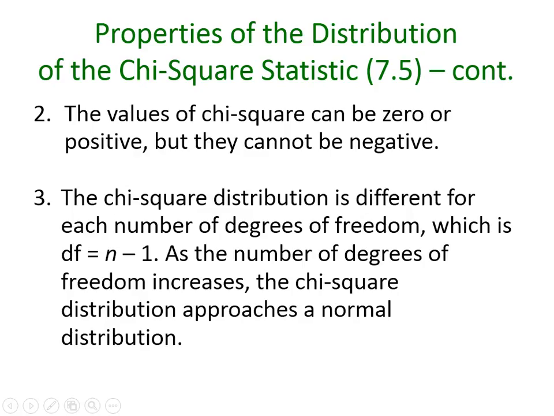The chi-squared distribution is different for each number of degrees of freedom, and our degrees of freedom is our sample size minus 1. Again, that determines how many values you would need to be able to go back and refigure out what you originally had. As the degrees of freedom increases, the chi-squared distribution does approach a normal distribution, but it's still not going to have any negative values. So it may look like a normal curve, but it's not going to have your mean of 0 and standard deviation of 1.